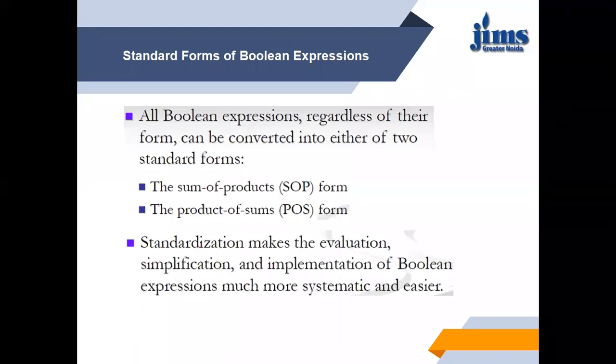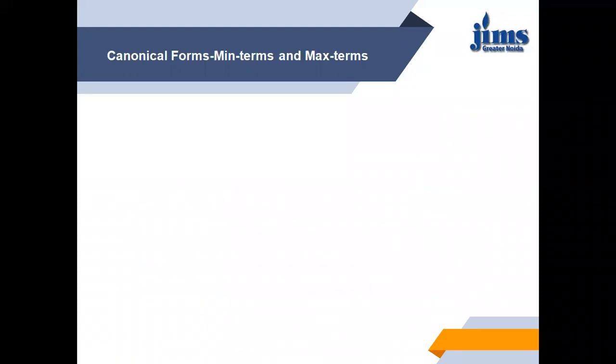The standardization makes the evaluation, simplification, and implementation of Boolean expressions much more systematic and easier. So in general, there are SOP and POS. Then we have standard forms of SOP and POS. Now the canonical forms, that is the min terms and the max terms.